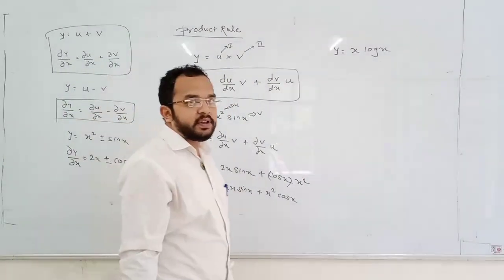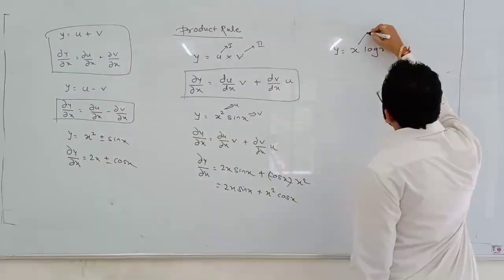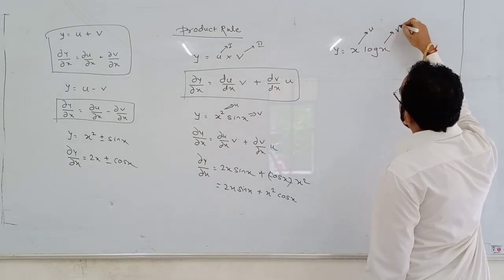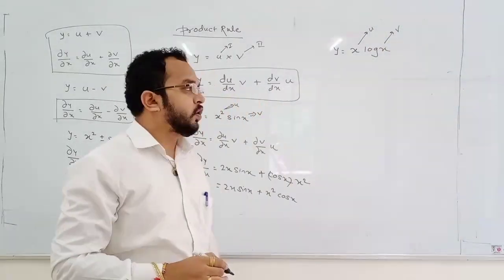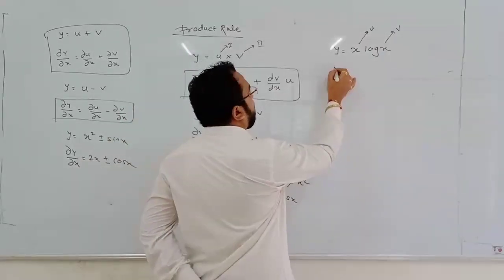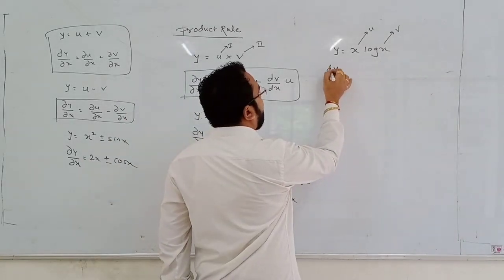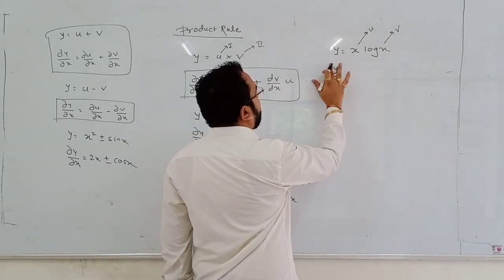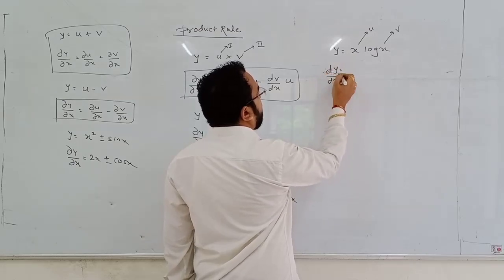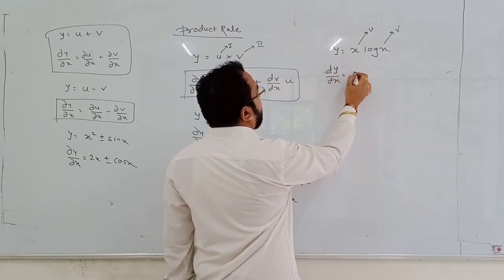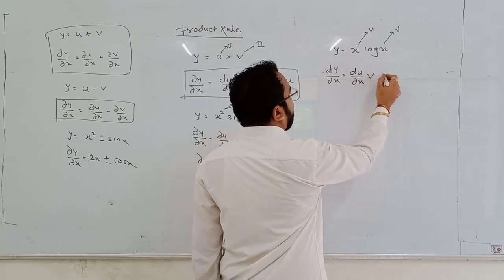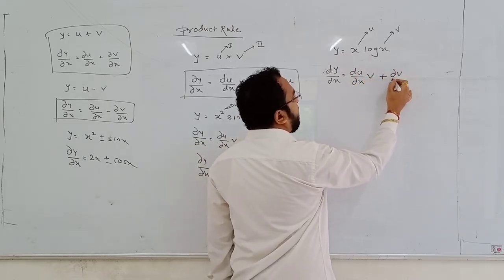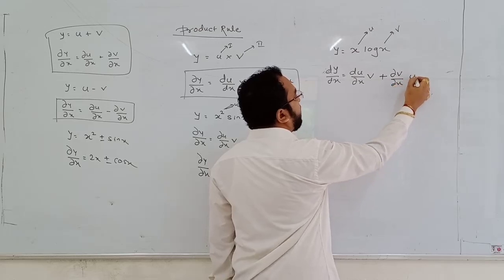Now x is the first function, so x is u and log x is v. So what is the rule? dy by dx is equal to differentiation of first into second function plus differentiation of second into first function.